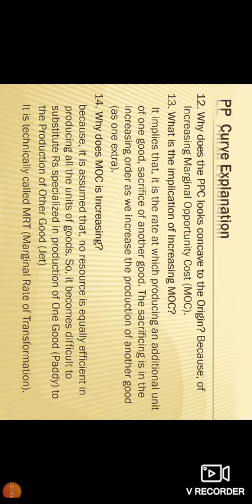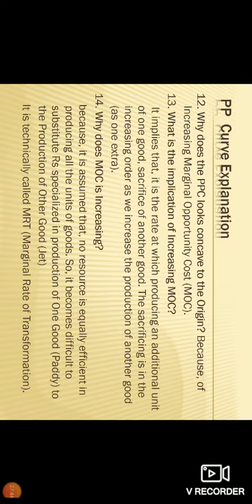You have to sacrifice initially 1 ton. Second, you have to sacrifice 2 tons. Third, you have to sacrifice 3 tons in the third combination. In the fourth combination, you have to sacrifice 4. In the fifth combination, 5. Like that, you have to go on increasing the sacrifice to gain a constant 1. The sacrifice is in increasing order as we increase the production of another good. Let us say the sacrifice in paddy increases as we increase the production of jet.